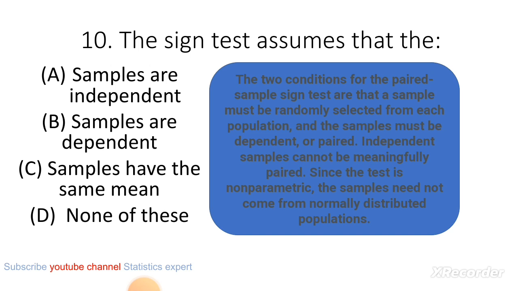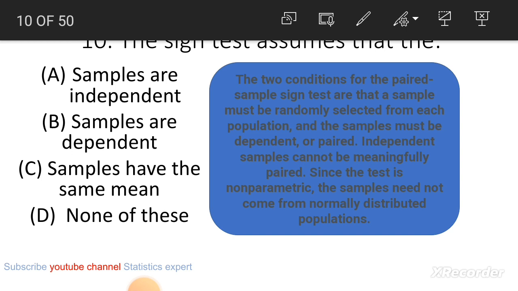The two conditions for the paired sample sign test are that a sample must be randomly selected from each population and the samples must be dependent, or paired. Independent samples cannot be meaningfully paired. Since the test is non-parametric, the sample need not come from a normally distributed population. We have already discussed it.